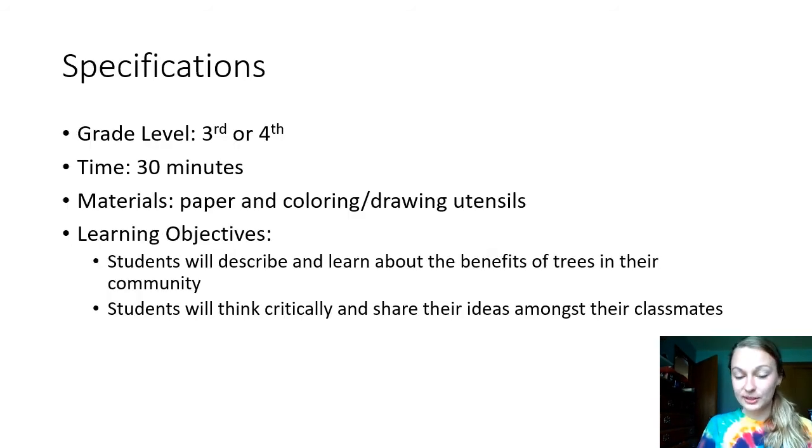Some specifications that I would choose to use. I would use this in a 3rd or 4th grade setting. I would use about 30-ish minutes for this activity. The materials we would need would be paper and then coloring or drawing utensils. And then the main learning objectives would be students will be able to describe and learn about the benefits of trees in their community, and students will think critically and share their ideas amongst classmates.